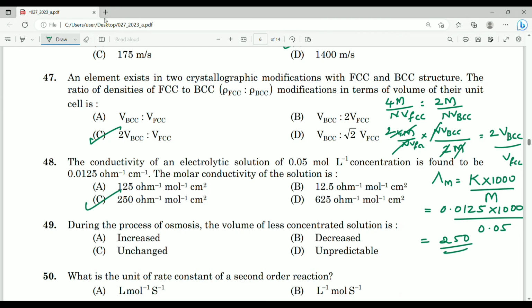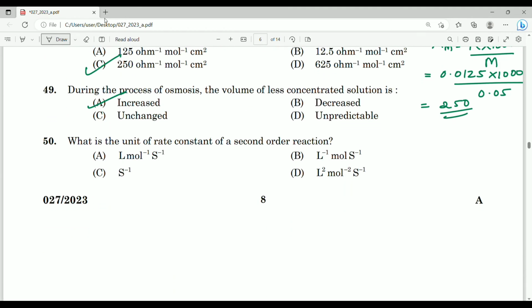49. During the process of osmosis, the volume of less concentrated solution is increased. 50. What is the unit of rate constant of a second order reaction? For second order reaction, the rate constant unit will be liter per mole per second.